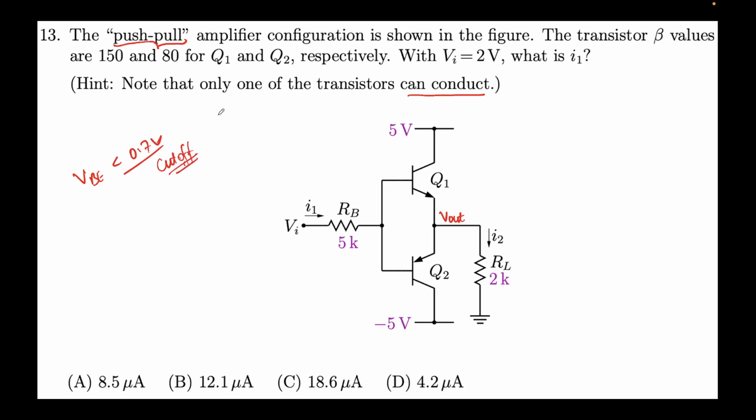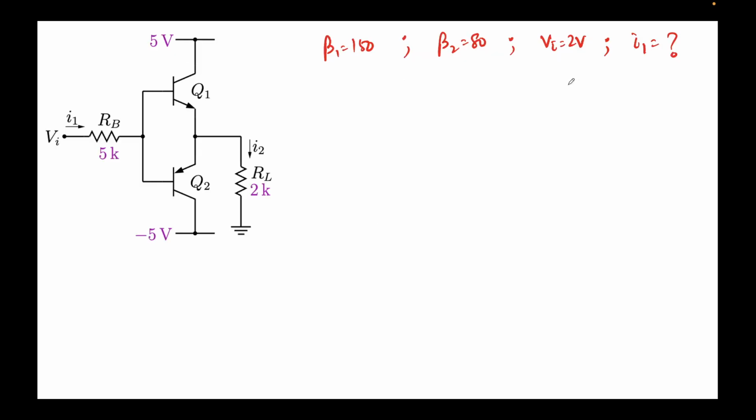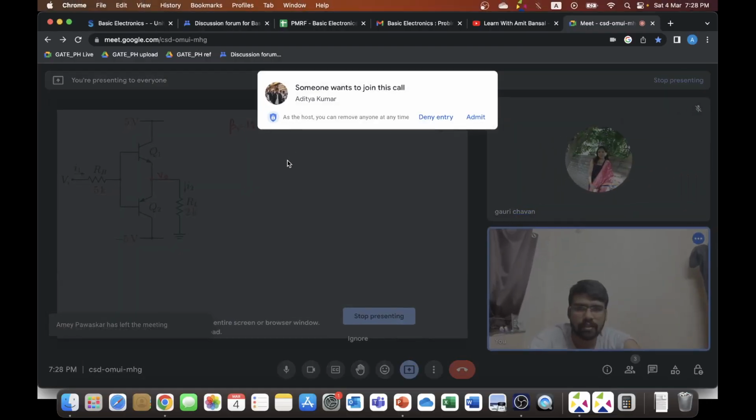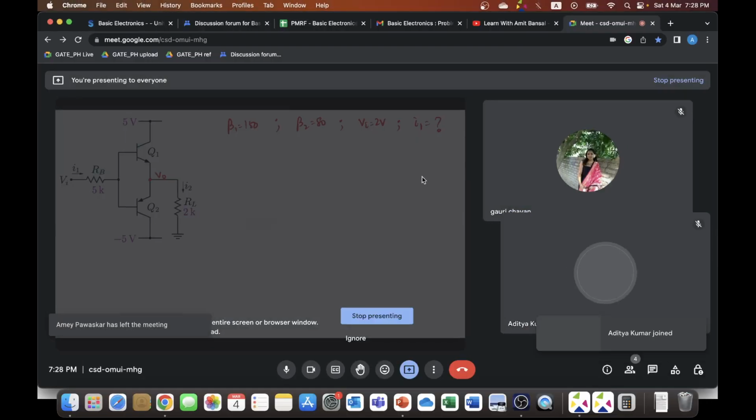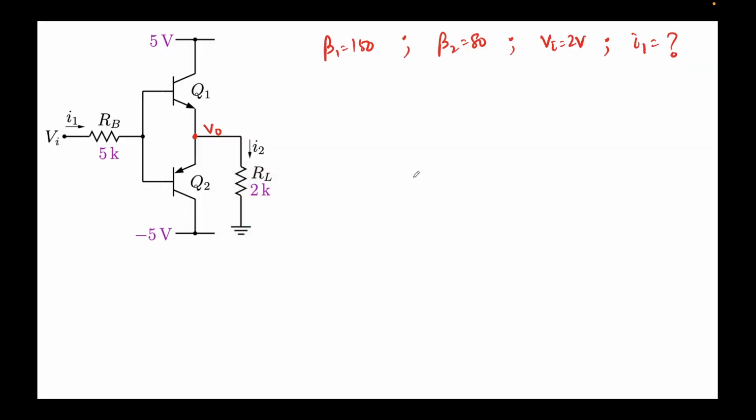So the transistor beta values are given for us, and with VI equal to 2 volts, what is I1? So let's see this problem. And so these are the values that are given. Let me also just say that this is V out, because I might have some problems otherwise. Okay, so now let's just talk about when Vi is 2 volts.